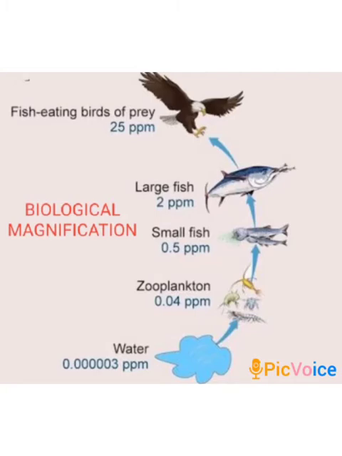Children, another new term is biological magnification. It is the process of increase in concentration of toxic substances within each successive link in the food chain. One of the reasons for biological magnification is the use of several pesticides and other chemicals to protect our crops from diseases and pests. So these chemicals are either washed down into the soil or into the nearby water bodies.